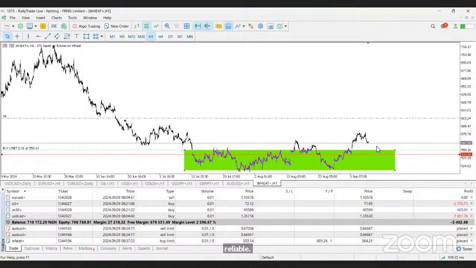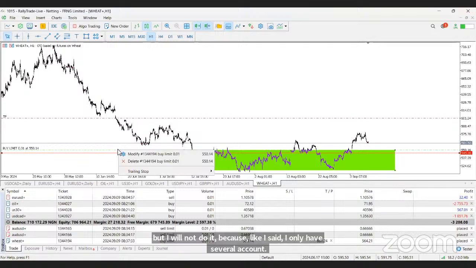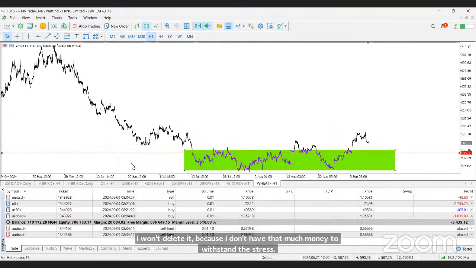So that's how potentially profitable wheat is on the chart. It's very, very profitable. So let's do buy limit. If you have all this 3 million, you can carry it, and above, you can do that. But I will not do it because, like I said, I only have a 700,000 account. So I'm going to delete it because I don't have that much money to withstand the stress of wheat. Wheat can be very stressful, but it can also be very, very profitable.